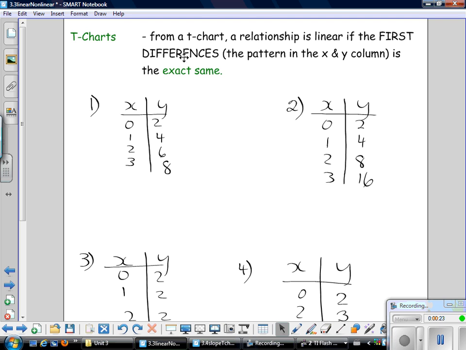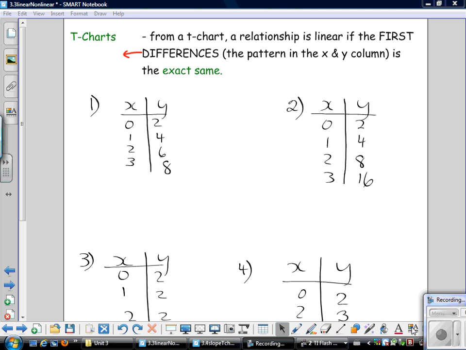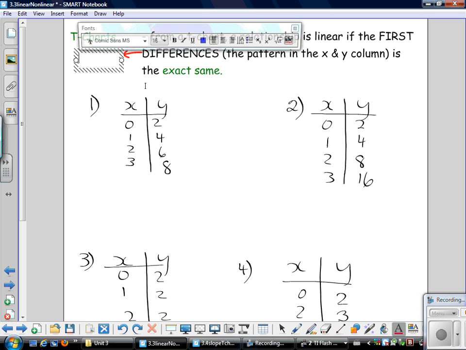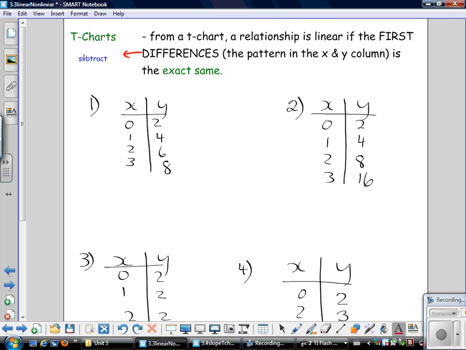When we're talking about the word differences in math, remember difference means to subtract. So we're going to end up subtracting here, and I'll put the word subtract so that you can remember that's what that means. The reason we call it first differences is we're only going to subtract once in a column.